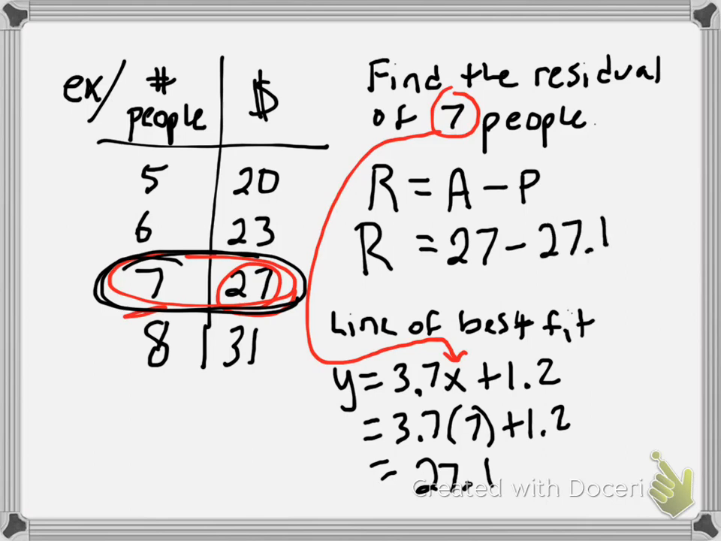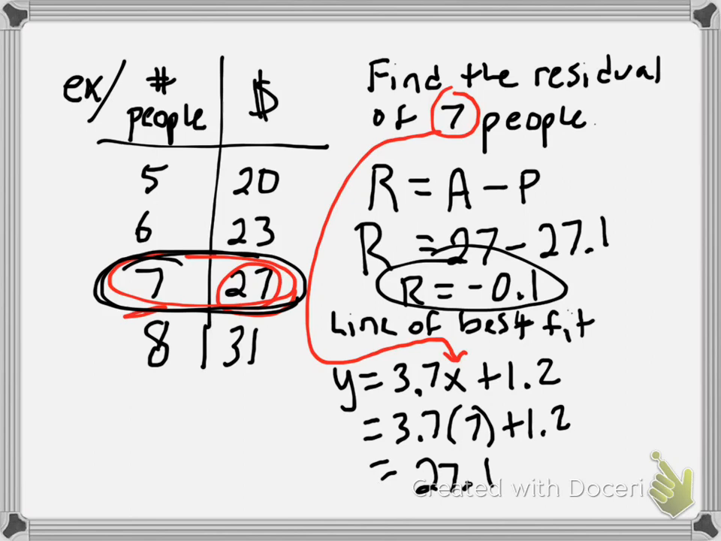So again, my residual is going to be 27 minus 27.1, which is going to be a negative 0.1. So my residual, in this case, is negative 0.1. That is my answer to it. So in order to find the residual, it's your actual minus predicted.